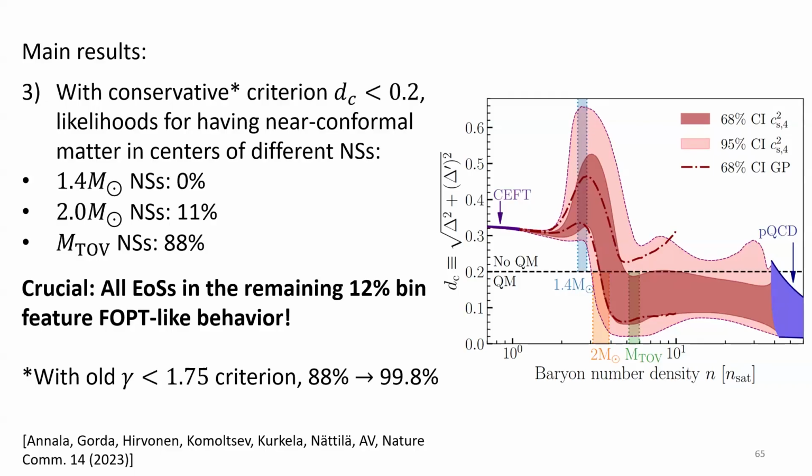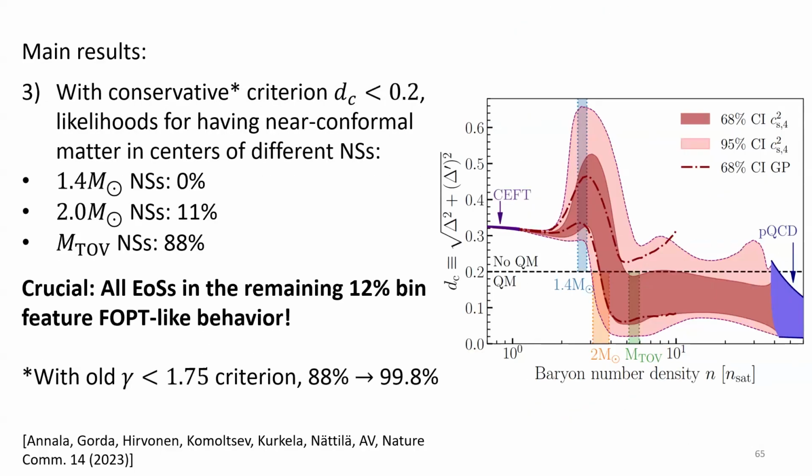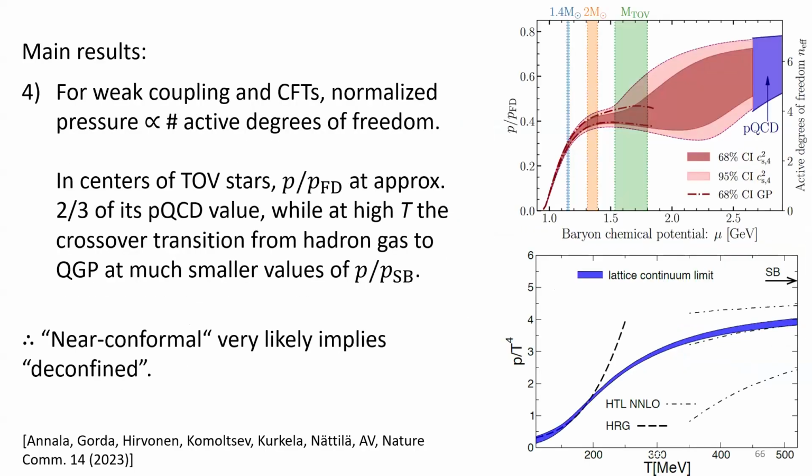And second, this new criterion is extremely conservative in comparison with our 2020 gamma smaller than 1.75 criterion, which is demonstrated by the fact that if we had used the old criterion, this 88% limit would have actually turned to 99.8. In any case, this just signals that one can safely say that it's likely, it's not certain, but it's likely that the centers of maximally massive neutron stars behave in a near conformal way.